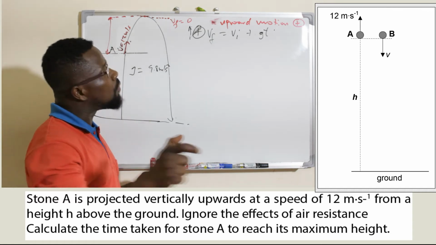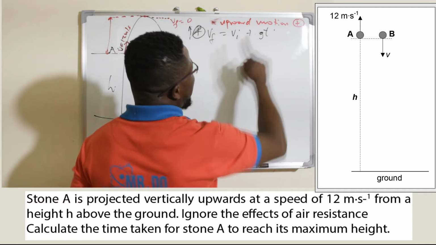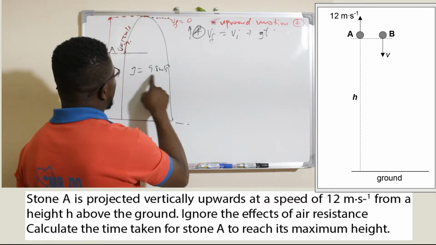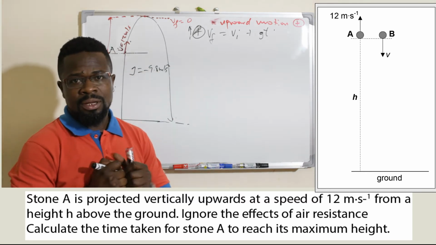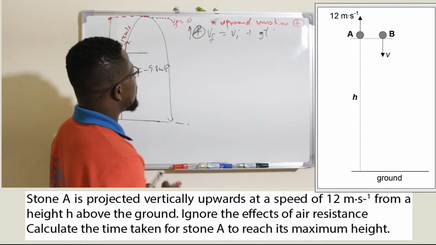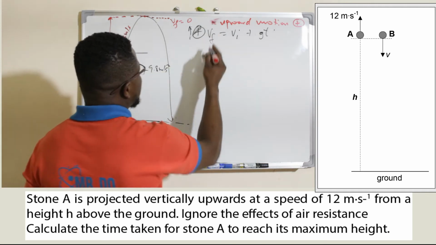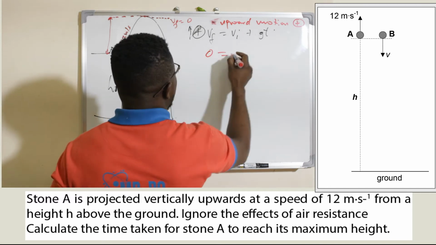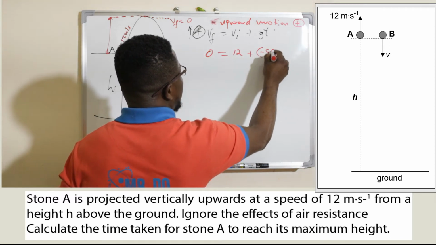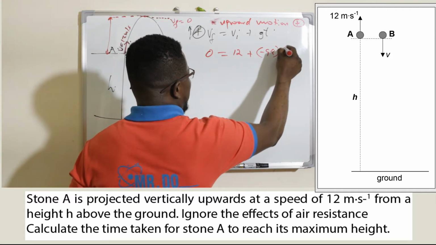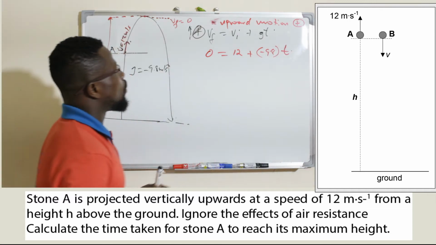And then my g, acceleration due to gravity, is always acting downwards. So if it is acting downwards, and I said anything going up is positive, therefore I am going to take that to be negative, because that is going down. So that's negative. Let's do the calculations from here. I'm going to do a substitution: 0 is equal to 12, which is positive, plus negative 9.8 multiplied by my t, which is the time.